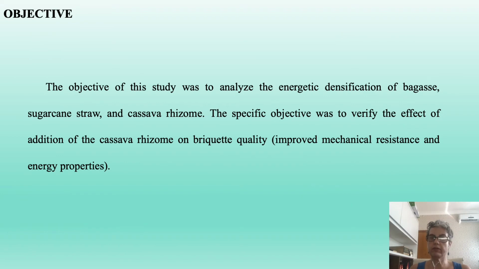The aim of this study is to evaluate the raw cassava rhizome as a binder. We made mixtures of the raw cassava with the other residues. We verified the properties of the briquettes made with these mixtures.